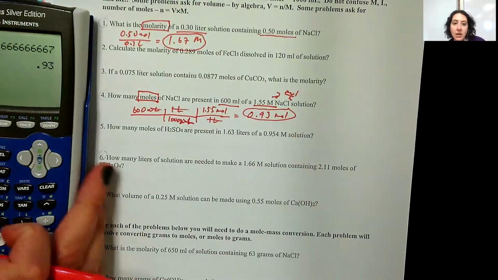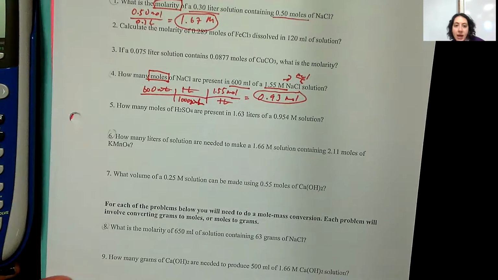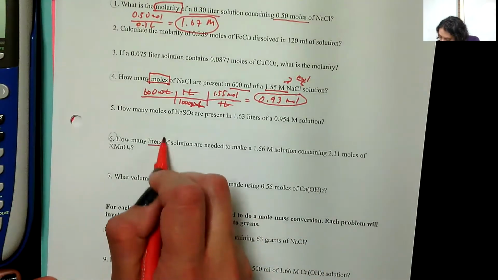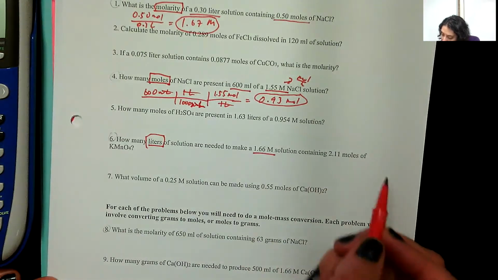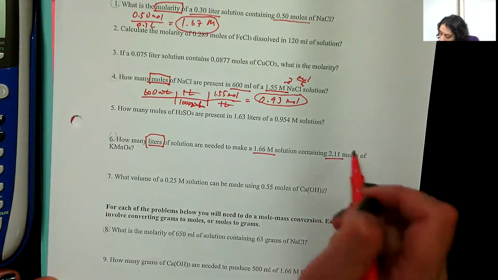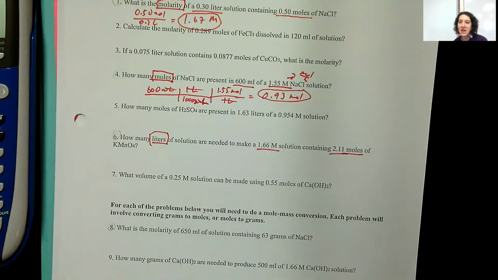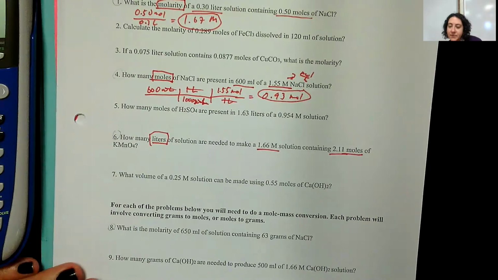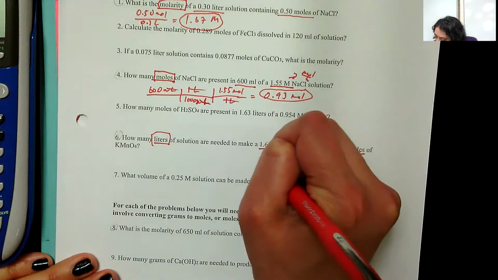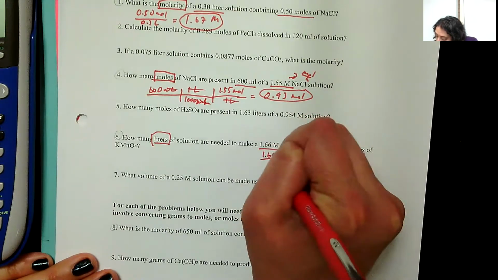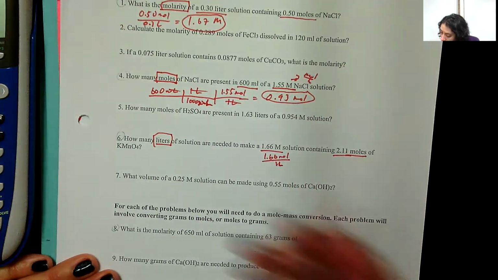Okay. Let's try another one. How many liters of a 1.66 molar solution are needed to contain 2.11 moles of potassium permanganate? Don't actually care. As long as I've got moles, cool. If it had grams, I would need to know what compound it is, but it's just moles. So who knows? Who cares? So I'm going to do the same thing. This is my equality. This is 1.66 moles per 1 liter. And this is my starting number.